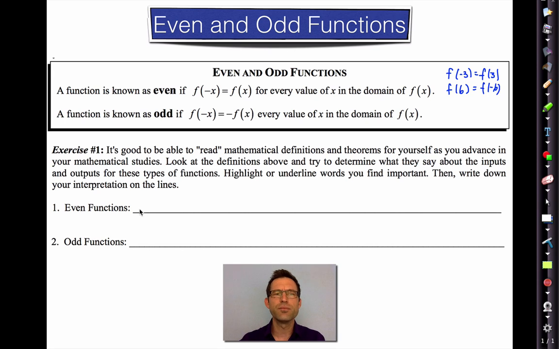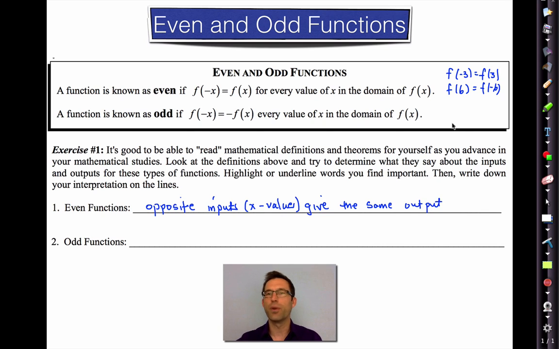So what does that really say? Well, in very simple terms, an even function is one where opposite inputs, which are the x values, give the same output. Opposite inputs give the same output. f of negative 3, f of 3, same. f of 6, f of negative 6, the same.